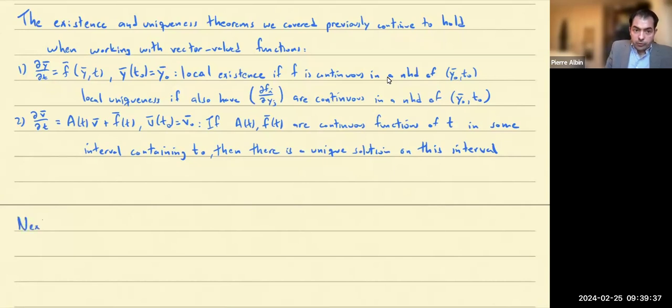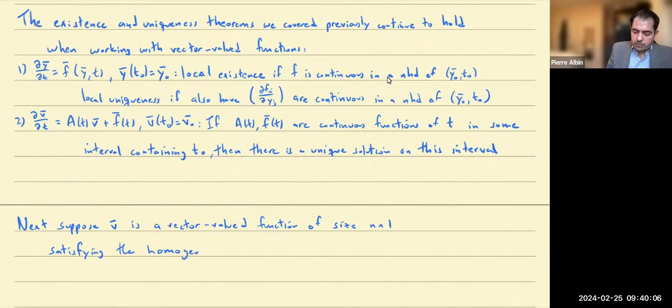Okay, so next, suppose v bar is a vector valued function of size n times 1, and that it satisfies the homogeneous linear equation dv/dt is equal to A of t times v.